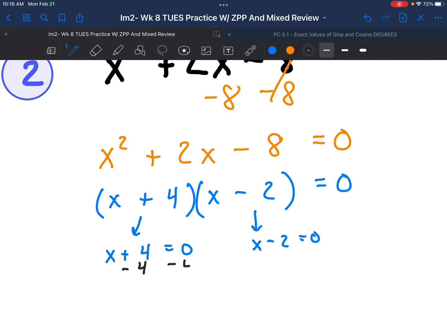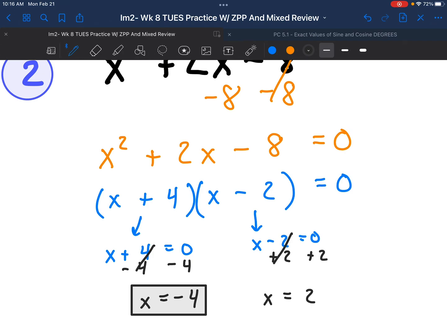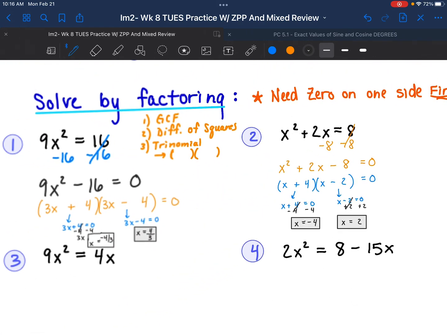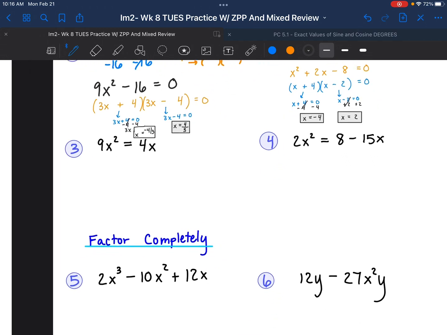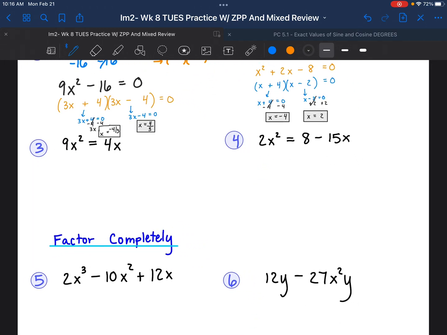Okay, minus 4 will give me x equals negative 4. Okay, and add 2, we should get x equals 2. All right, so that's 2 examples for you. I'd like you to try 3 and 4 for solving, and we'll check the answers.